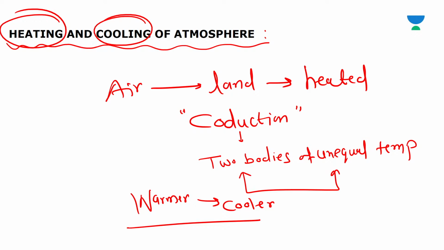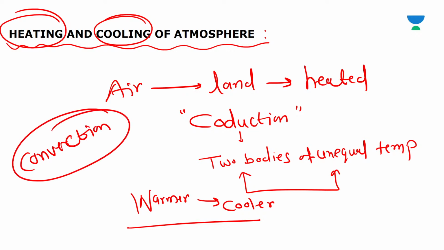Now, the air in contact with the earth rises vertically on heating in the form of currents and further transmits the heat of the atmosphere. So basically this process of vertical heating of atmosphere is known as convection, and the convective transfer of energy is confined only to the troposphere.